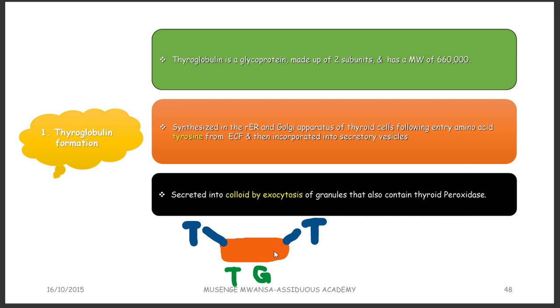So you can see this is your thyroglobulin molecule, and you can see the thyroglobulin molecule is going to have tyrosine binding there. Okay, so that is how you get to make this thyroglobulin. You have got tyrosine attached to it, two of them. Some of them have only one tyrosine.